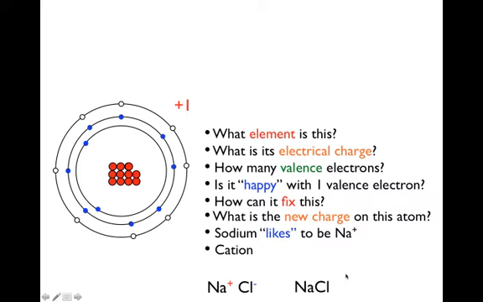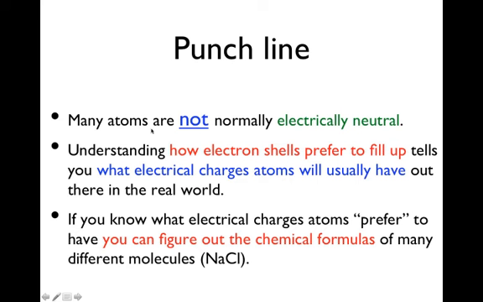So now we've had a brief introduction into understanding how atoms or groups of atoms might attach to each other. They can attach to each other based on whether they're attracted to each other because of opposite electrical charges. So there are a couple of punchlines that I want to go over at this point. First punchline is that many atoms normally do not prefer to be electrically neutral. People have a tendency to think that all atoms prefer to have a neutral electrical charge, but that really isn't true for a lot of atoms.